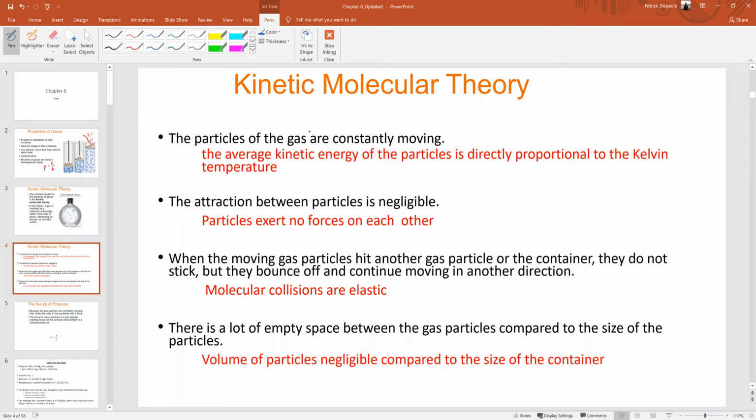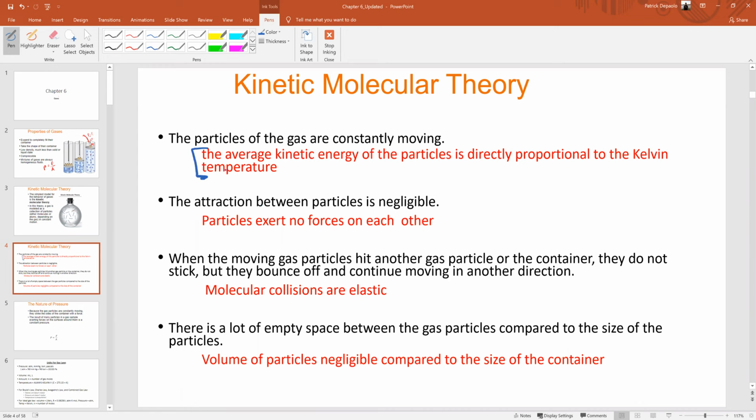So the particles of gases are constantly moving, and they're moving in straight lines, and they're moving very fast. And here's how fast: the average kinetic energy of the particles is directly proportional to the Kelvin temperature. That's the most important thing.